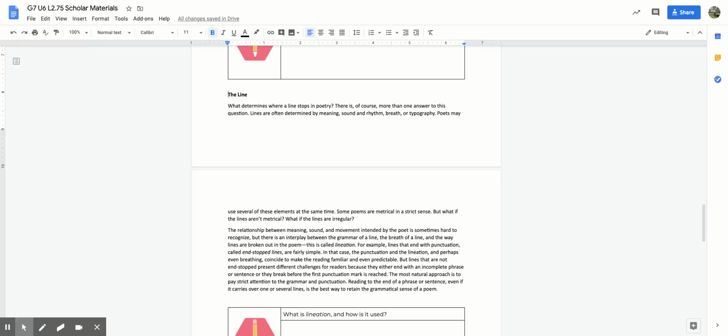For example, lines that end with punctuation, called end-stopped lines, are fairly simple. In that case, the punctuation and the lineation, and perhaps even breathing, coincide to make the reading familiar and even predictable. But lines that are not end-stopped present different challenges for readers, because they either end with an incomplete phrase or sentence, or they break before the first punctuation mark is reached. The most natural approach is to pay strict attention to the grammar and punctuation. Reading to the end of a phrase or sentence, even if it carries over one or several lines, is the best way to retain the grammatical sense of a poem.